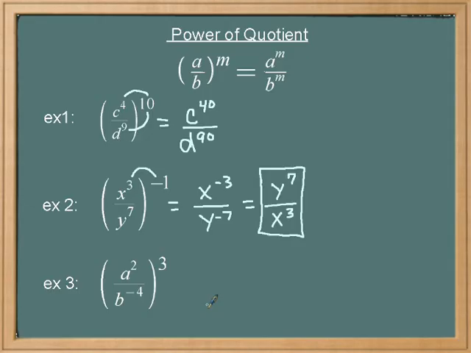And in example 3, we have a to the 2nd over b to the negative 4, all to the power of 3. Let's power that 3 out, and I have a to the 6th over b to the negative 12th. What do I do with that b to the negative 12th? I have to bring it which way? In the opposite direction. And now not only is the a in the numerator, but now the b just became a member of the numerator. And so a to the 6th, b to the 12th, final answer.